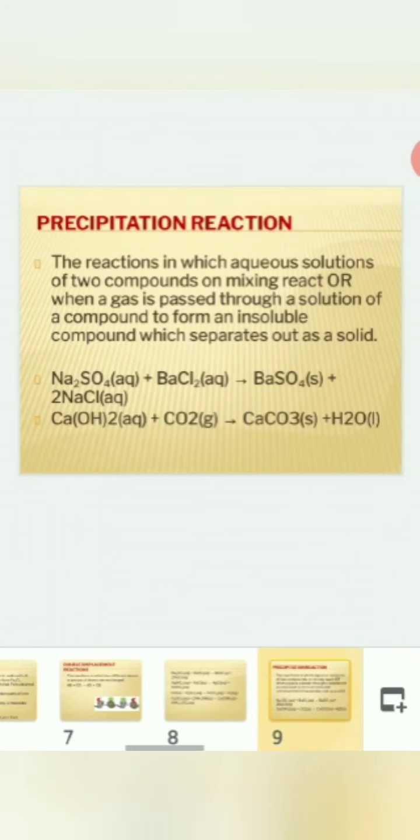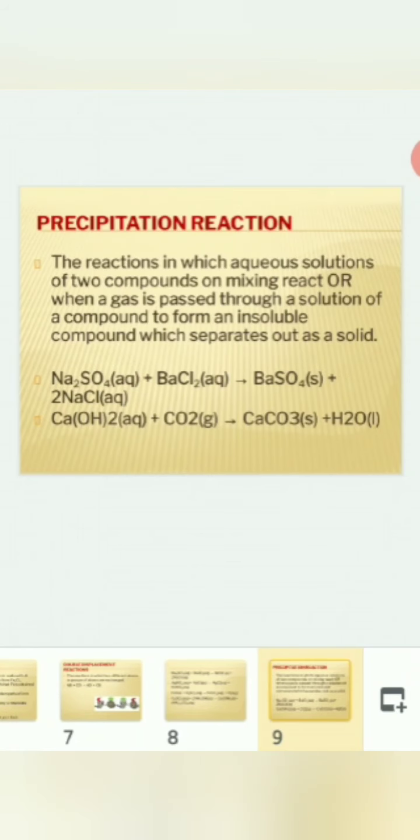So copper sulfate plus ammonium hydroxide will give you copper hydroxide plus ammonium sulfate. So again, more than one atom, or a group of atoms, will exchange places, that's why it is a double displacement reaction. Next you will see precipitation reaction.